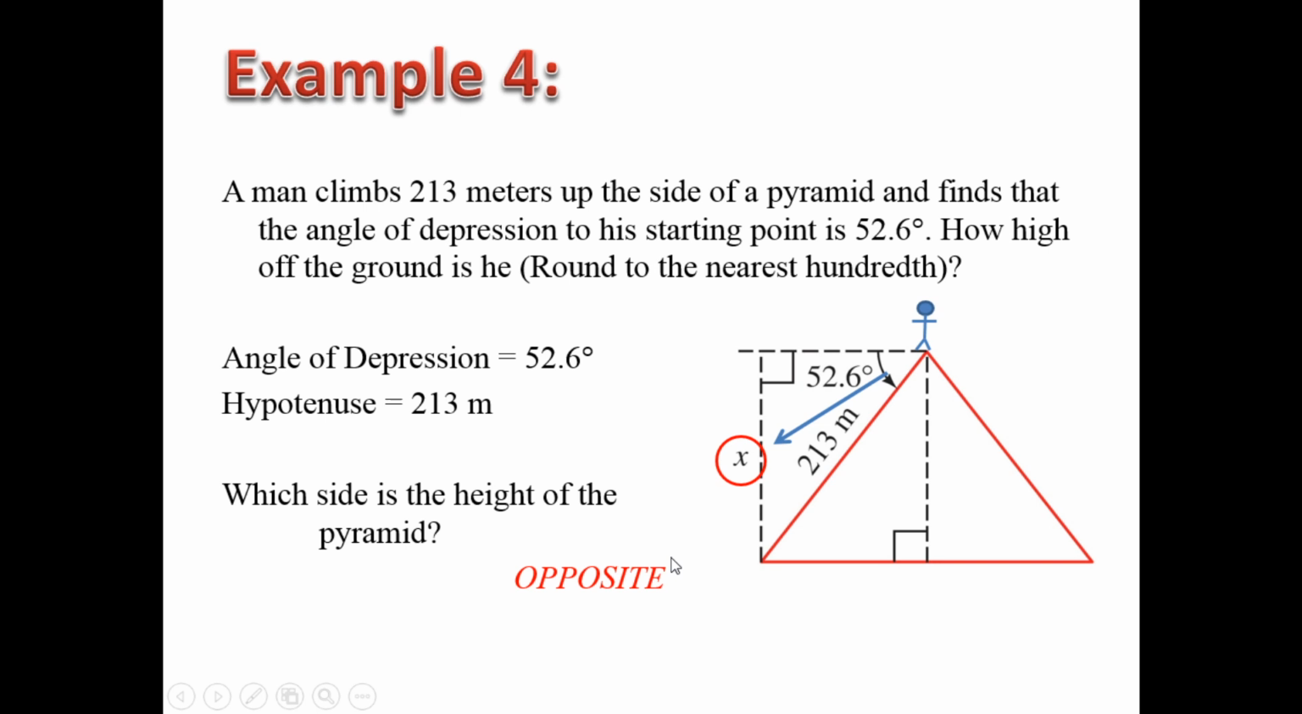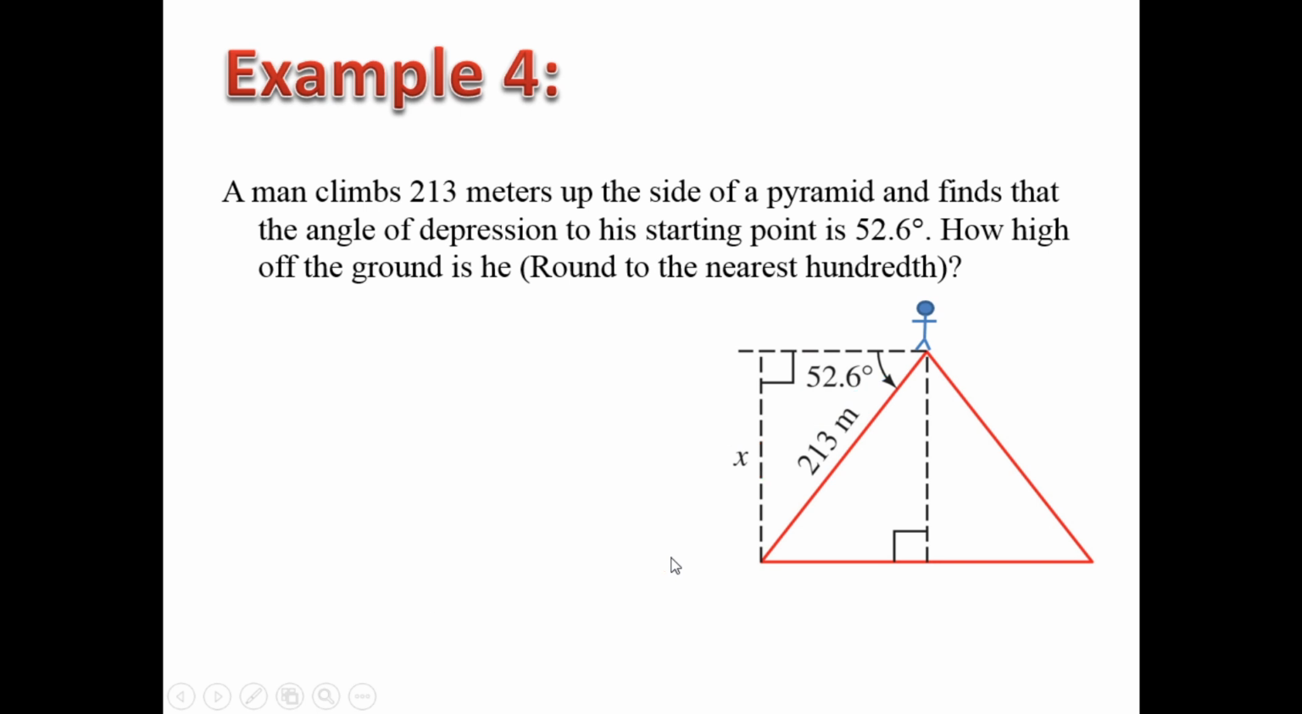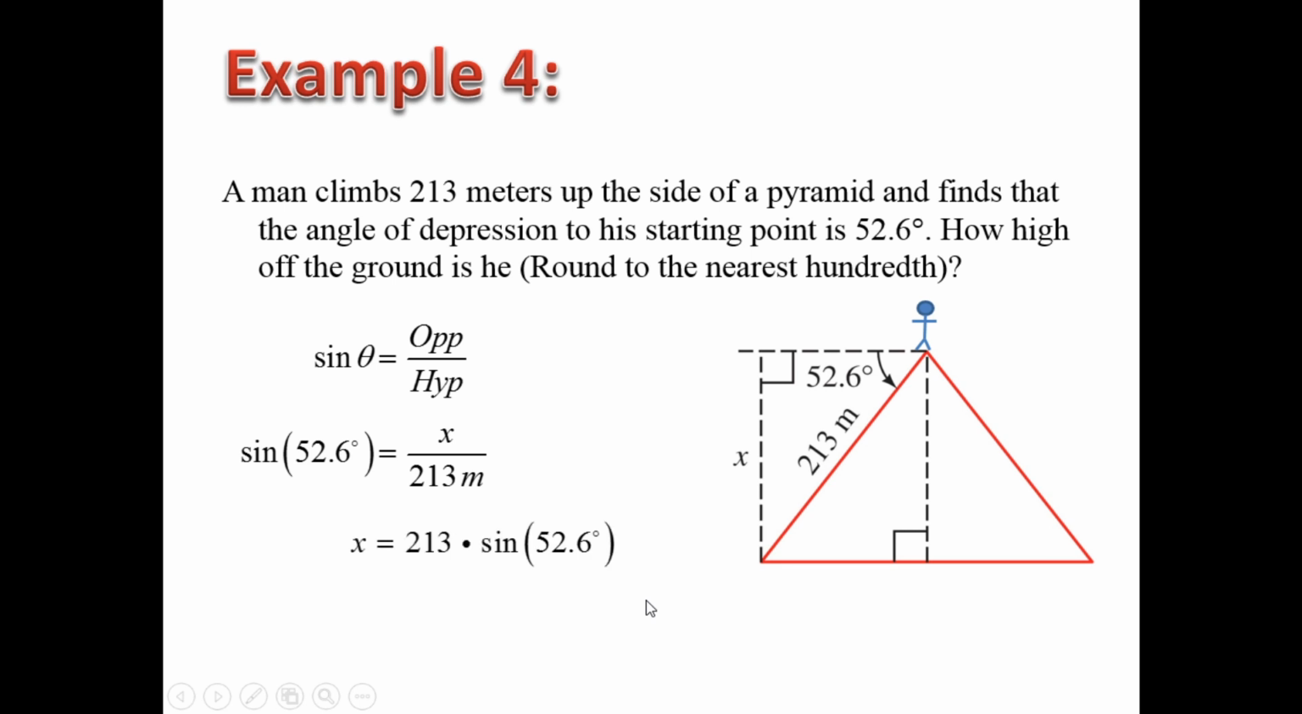Okay, so those are the given information. Opposite over hypotenuse, so which is what? Sine theta. So sine of 52.6 is x over 213. Cross multiply, or multiply everything by 213 meters, and then put everything into the calculator. So here's what we found. It's about 169.21 meters. Again, rounded to 2 decimal places, to the nearest hundredth.